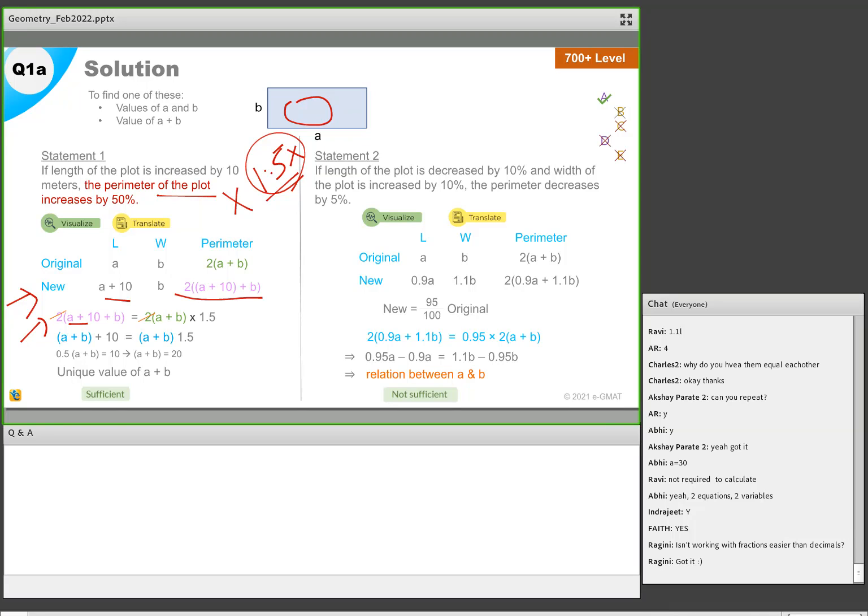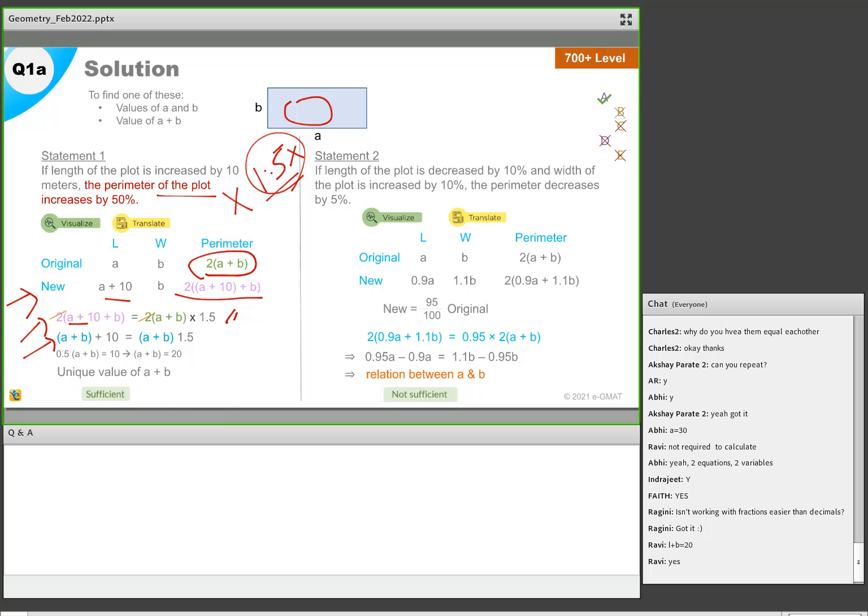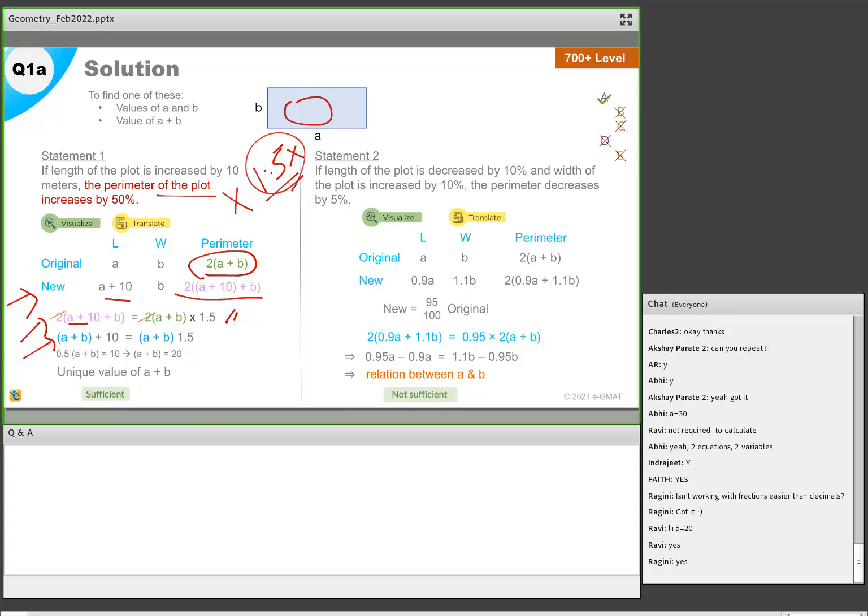The perimeter is increased by 50%. So the old perimeter is 2 times (a plus b). It has increased by 50%, so it has become 1.5 times that. If you solve this, how many of you observed that you were able to solve for a plus b at this point? In this case, you don't have to calculate, right? You're able to get a plus b even without doing anything else. You don't have to calculate a and b separately, but you're able to get a plus b.